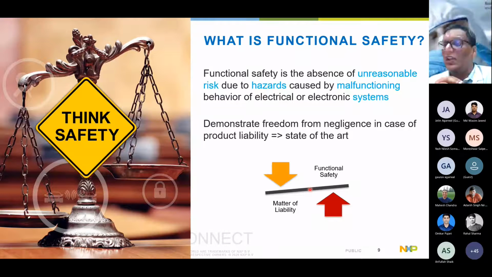The hazard: if an electrical system malfunctions, it could cause an accident, or it could not. That's how you define hazard. I'll come to the definition of hazard in the next few slides, but a hazard is basically something which causes an impact, or which is an effect of the malfunctioning behavior of the system. The risk is the probability that the malfunctioning behavior can cause a certain hazard. So that's the risk.